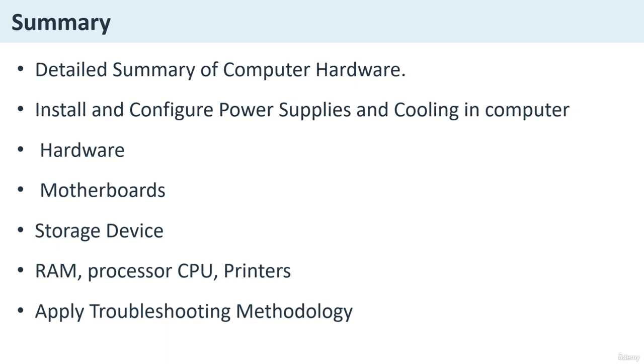Z790, B760, and H710. First is the Z series. It is for overclocking and has multiple PCIe lanes. Second one is the B series, which is mid-range and has limited overclocking. Now the H series is for budget and has no overclocking.